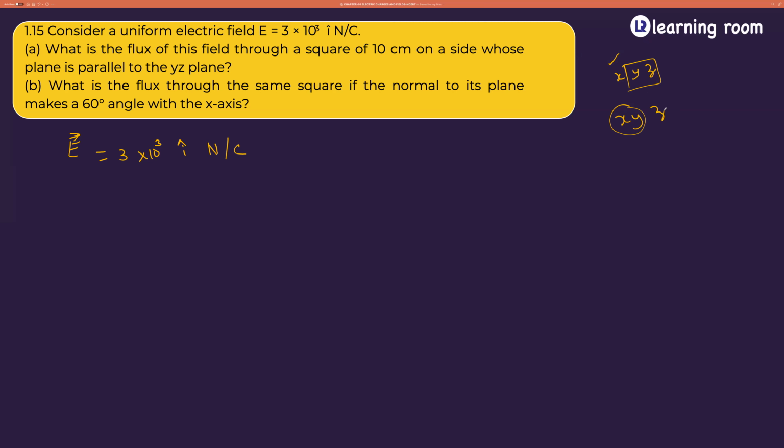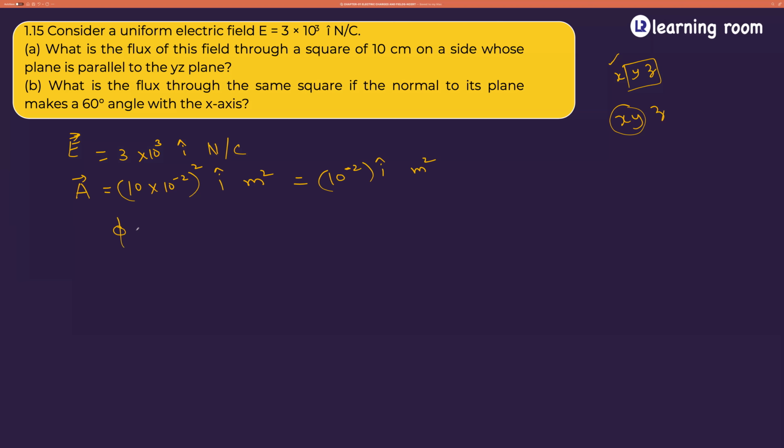So in this case, the area vector is going to be equal to 10 into 10 power minus 2, the whole square, because it is a square, times I cap. It's going to be in terms of meter square. So what is going to be the answer? 10 into 10 power minus 2 is 10 power minus 1. 10 power minus 1 the whole square is going to be 10 power minus 2 times I cap meter square.